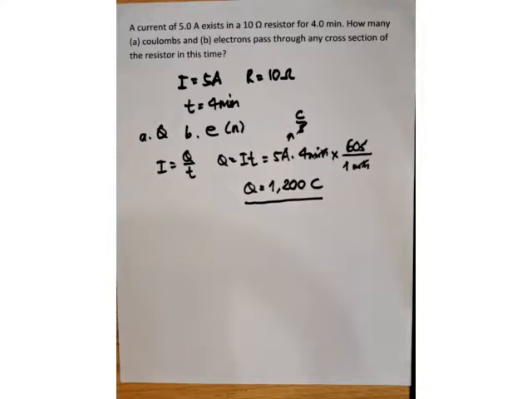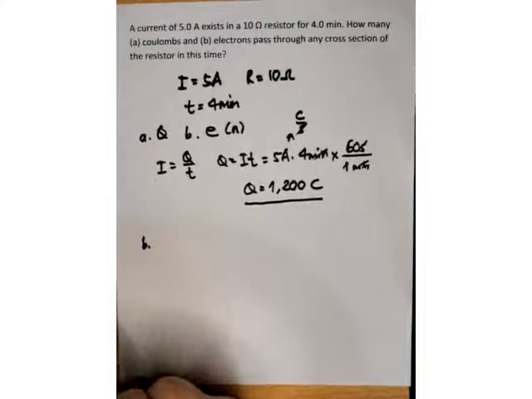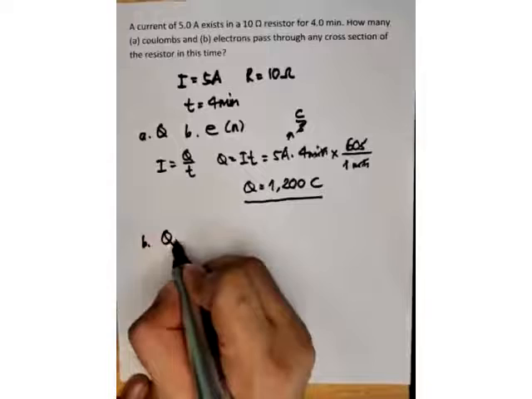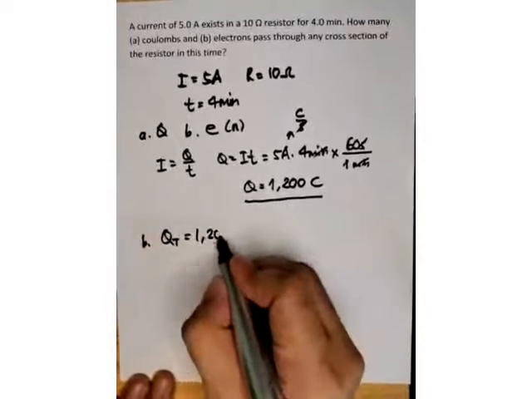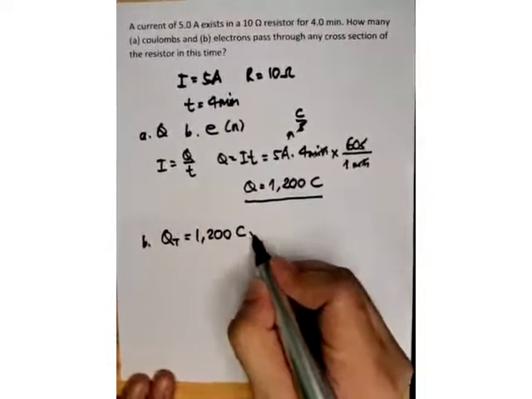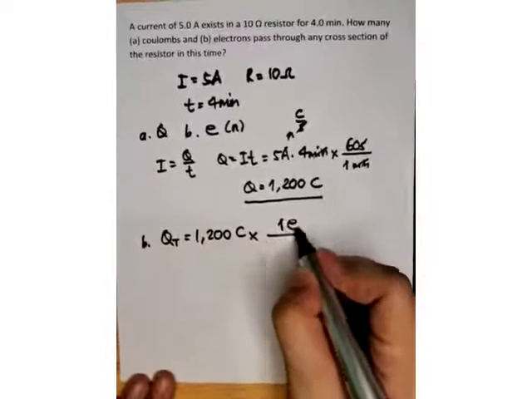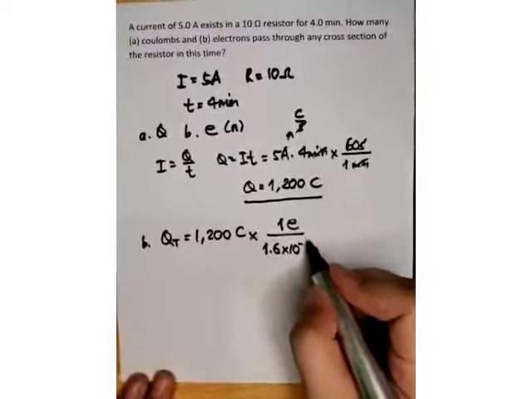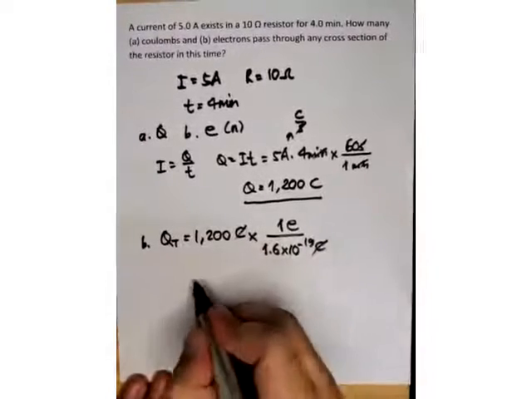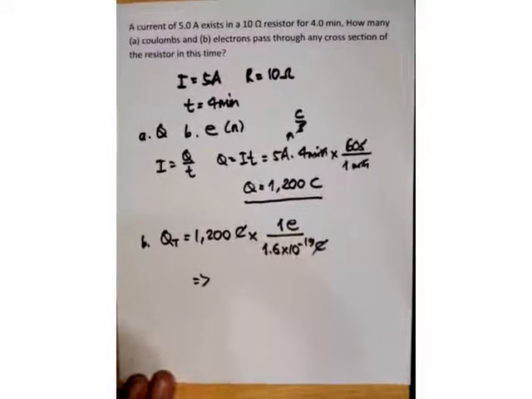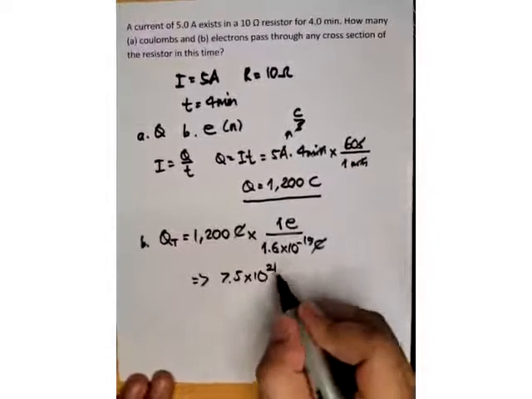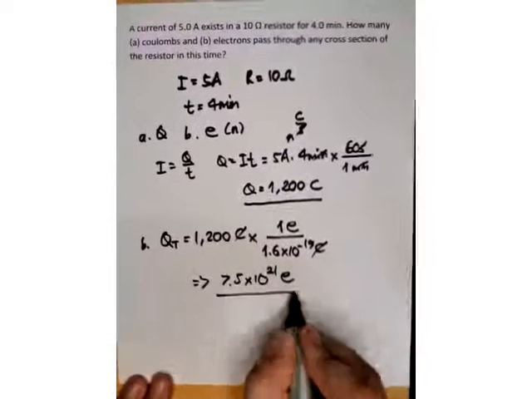Okay. Next, letter B. How about how many electrons yung nag-pass? Diba ang Q natin, total charge, is equal to 1,200 coulombs. For every electron, meron siyang charge na 1.6 times 10 raised to negative 19 coulombs. So how many electrons? So divided by 1.6 times 10 to the negative 19. So 7.5 times 10 raised to 21 electrons.